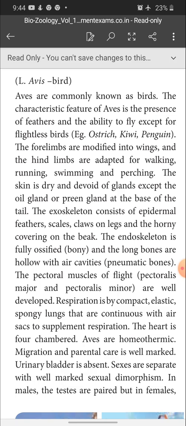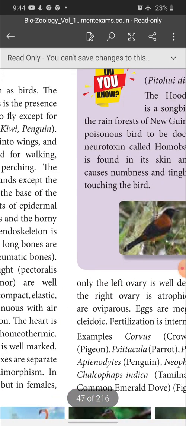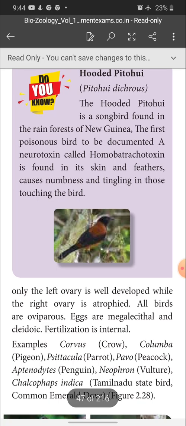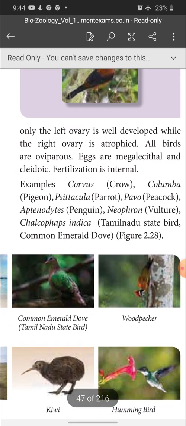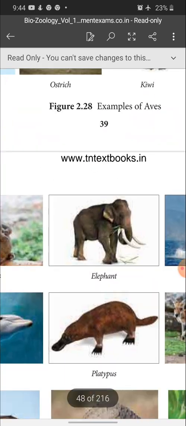In males the testes are paired, but in females only the left ovary is well developed while the right ovary is atrophied. Why does the female possess only one ovary? Because to reduce the weight to fly, the right ovary is atrophied. Why does it have only one ovary on the left side? All birds are oviparous. Eggs are megalecithal and cleidoic. Fertilization is internal. Please go through the examples also, children.